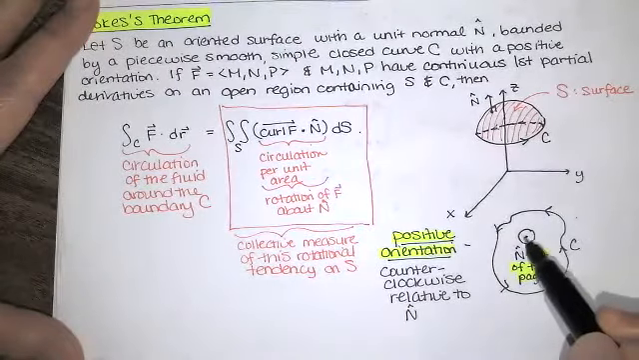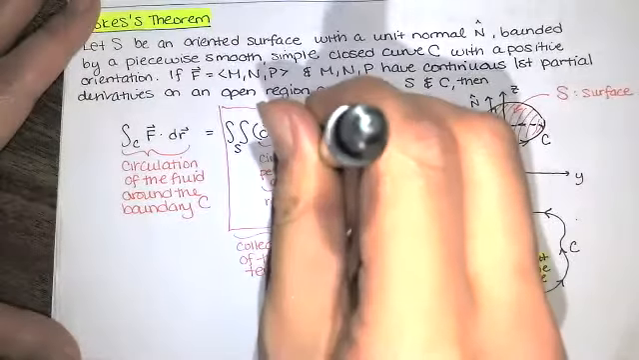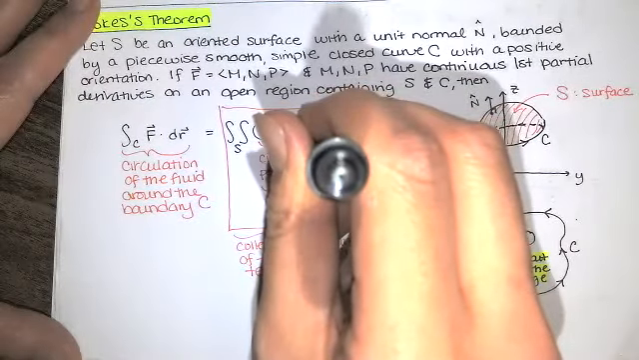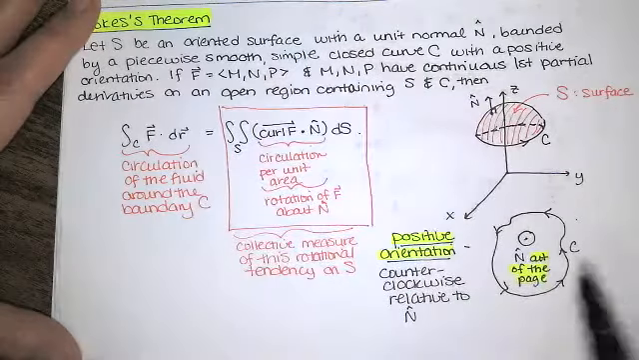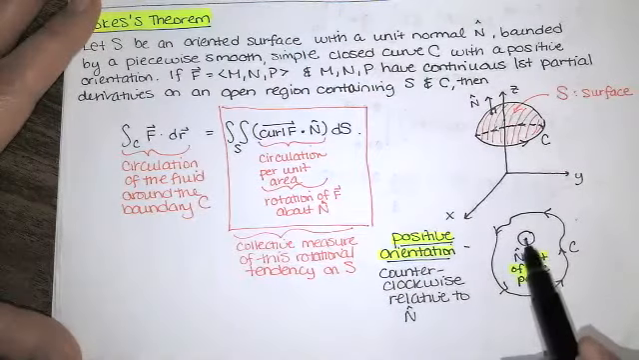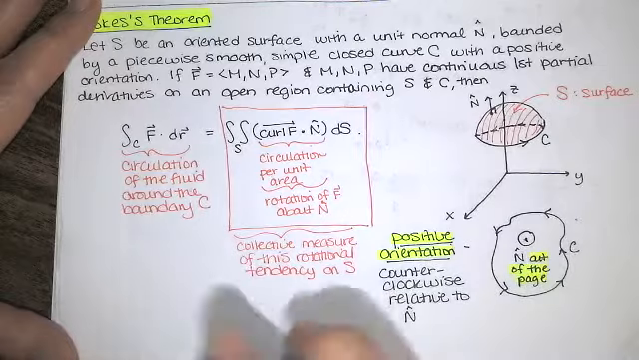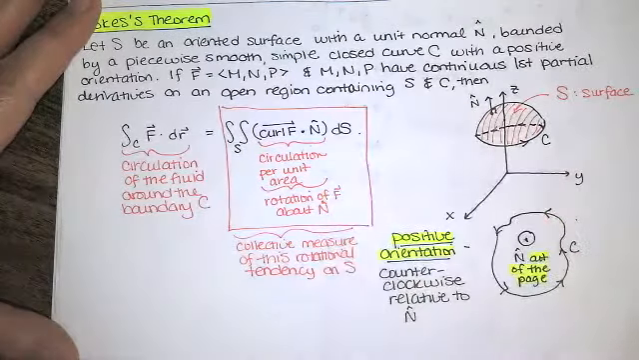So n hat is a vector, it's pointing out of the page. It looks like that tip of my Sharpie that's pointed right at you. That's why it looks just like a little dot whenever we represent it that way. So n hat's going out of the page.